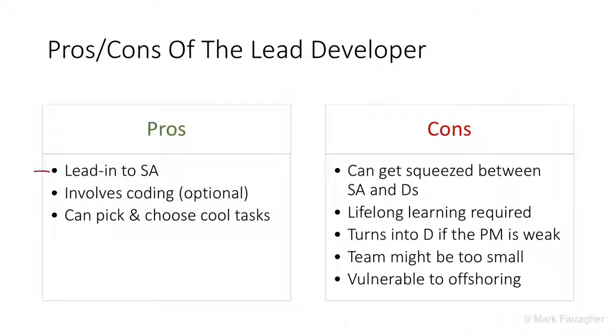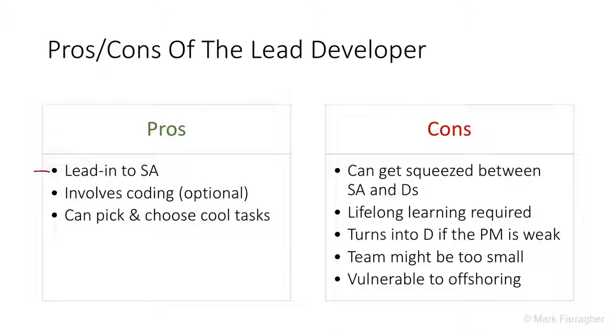Okay, finally, let's look at some pros and cons. What are the pros and cons of being a lead developer? Pros, it's a lead-in to the solution architect. To become a solution architect, first you have to become a lead developer. So it's on the career path towards the architect.